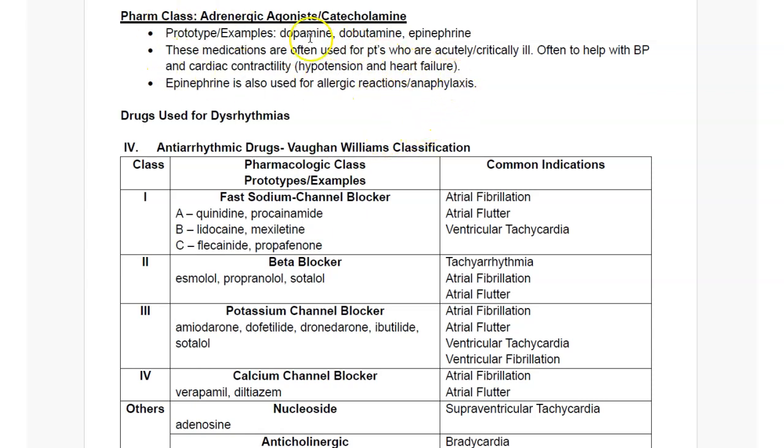Also keep in mind that dobutamine, dopamine, and epinephrine can mostly be seen in the ICU as an IV infusion. You don't really have to administer it, but just know that patients can be on these medications to increase their blood pressure if regular PO or oral medications are not as effective. And know that epinephrine, although it can be used for very low blood pressure, is also used for allergic reactions or anaphylaxis.